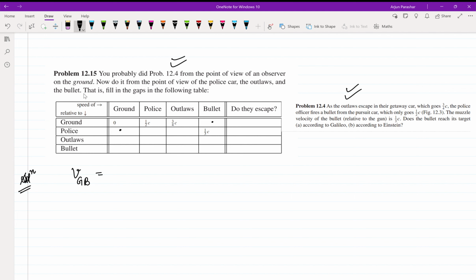So applying Einstein's velocity addition formula, the speed of the bullet with respect to the ground is given by the speed of the ground, the speed of the bullet with respect to the ground. Yes, so you need to read it like the speed of the bullet with respect to the ground. If you change the order, then a negative sign will appear here. All right, you have to be careful in this case.